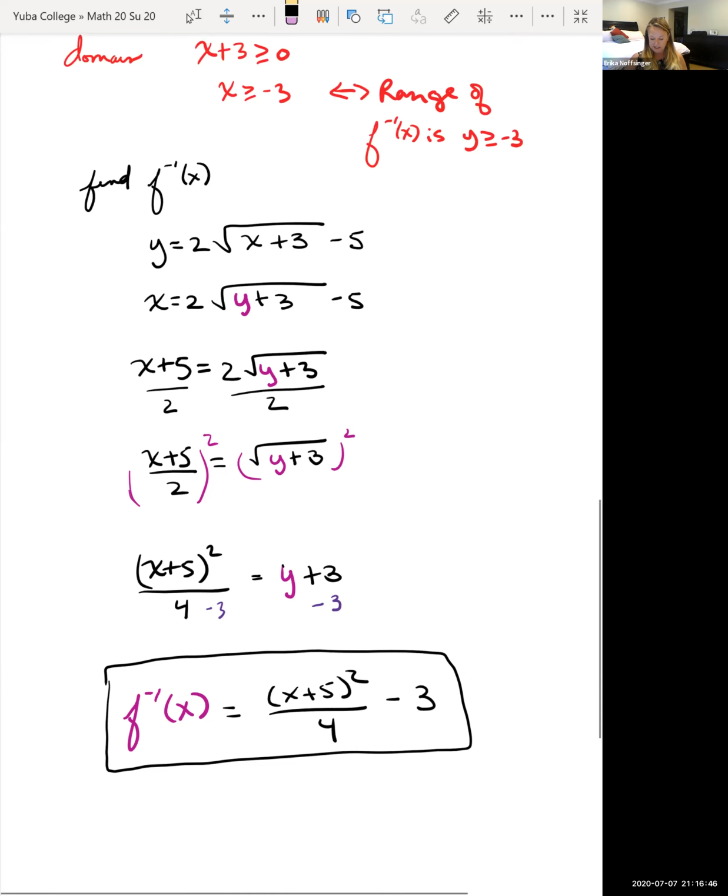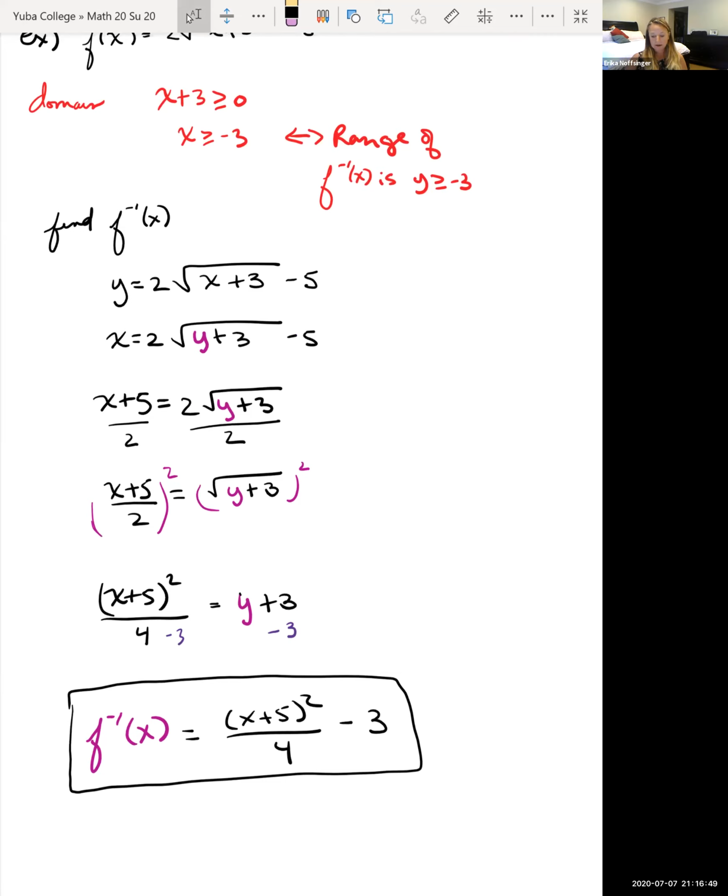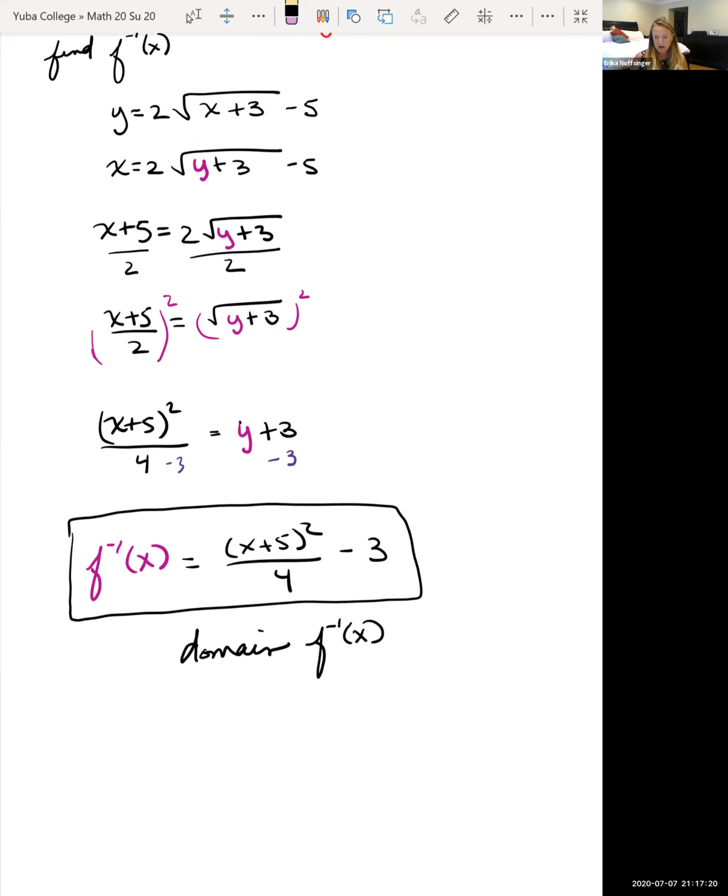So we know what the range is. What about the domain? So we know the range of f inverse of x: y is greater than or equal to -3. The domain, are there any trouble spots in here? Is there any variable in the denominator? And so the domain of f inverse of x is all real numbers. There's no trouble spots. There's no variables in the denominator, and there's no radicals. So the domain is all reals.